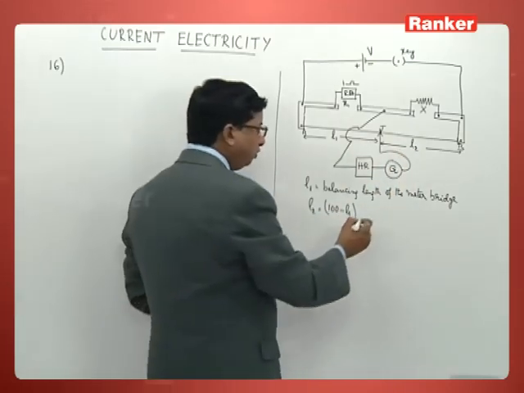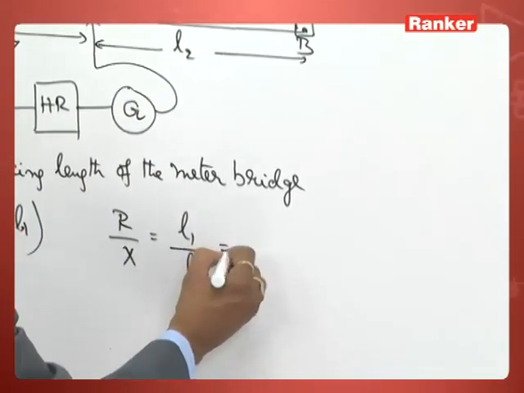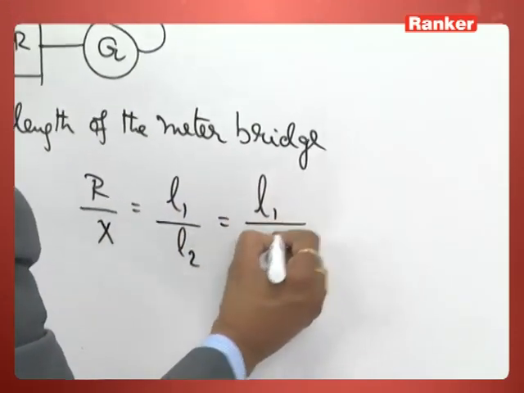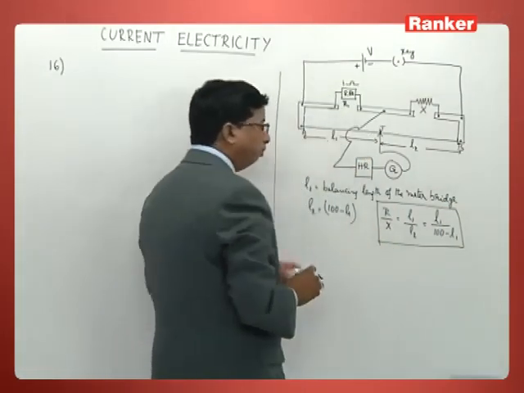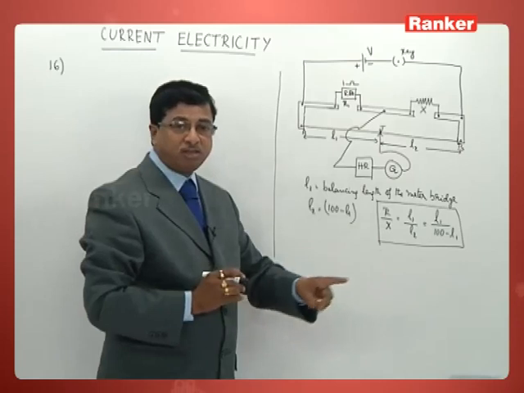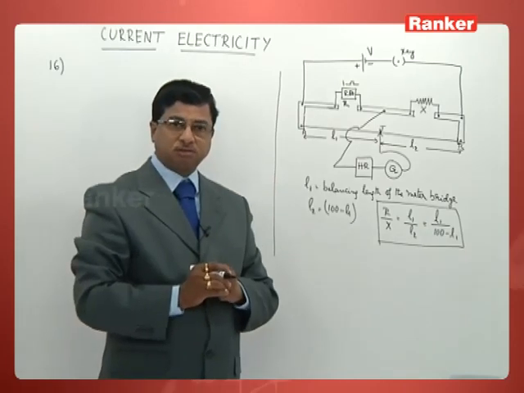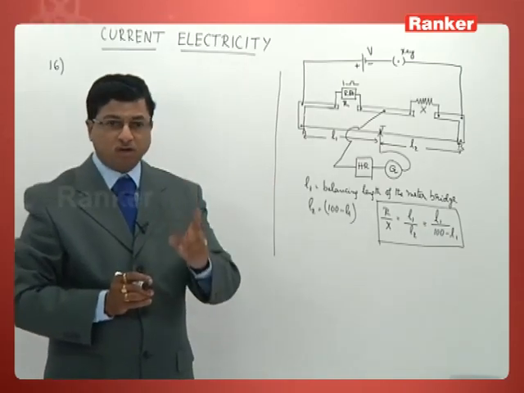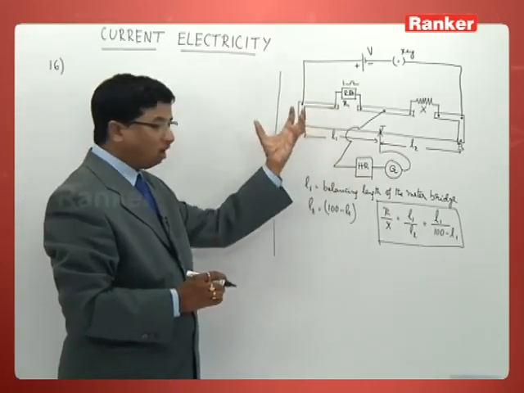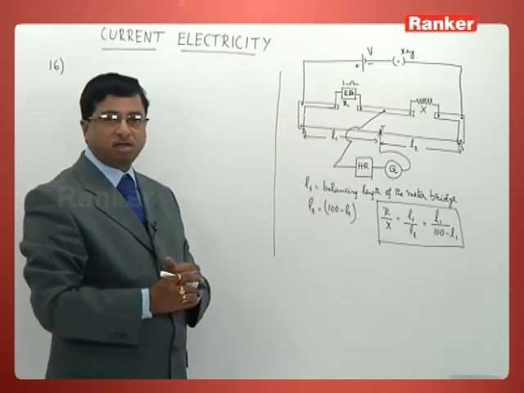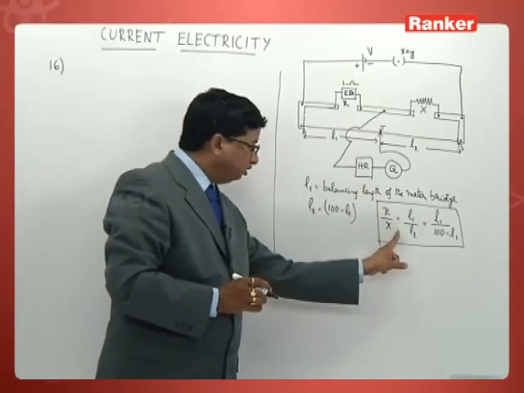So what can we write now? It is R by X is equal to L1 by L2. In other words, you can rewrite this as L1 by 100 minus L1. This is the formula by means of which we can estimate the unknown resistance of the wire using a meter bridge. So, first of all, to solve this problem number 16, you should know the general concepts related to the meter bridge. Now in this particular problem, we are applying this formula directly.